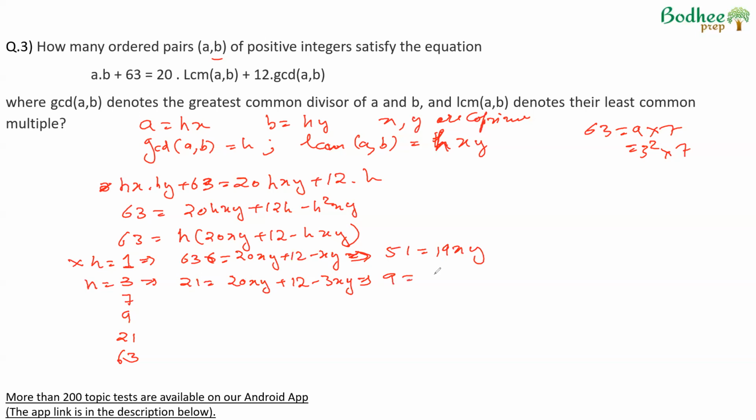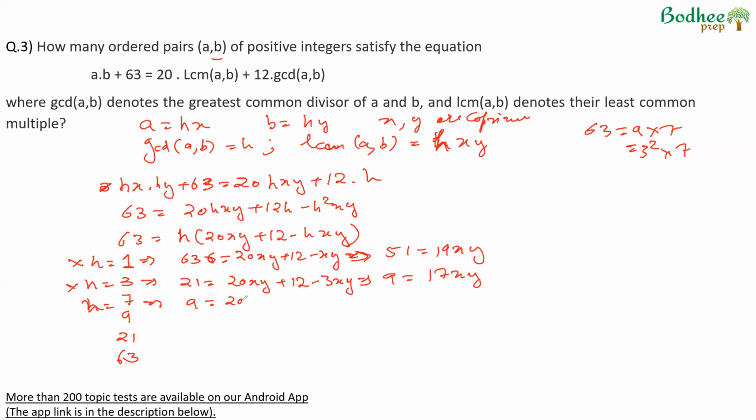9 is equal to 20 minus 3, 17xy. So xy, the product of these two numbers, should be a positive integer, 19 by 7. So this is also not possible. H is equal to 7 means 63 by 7.